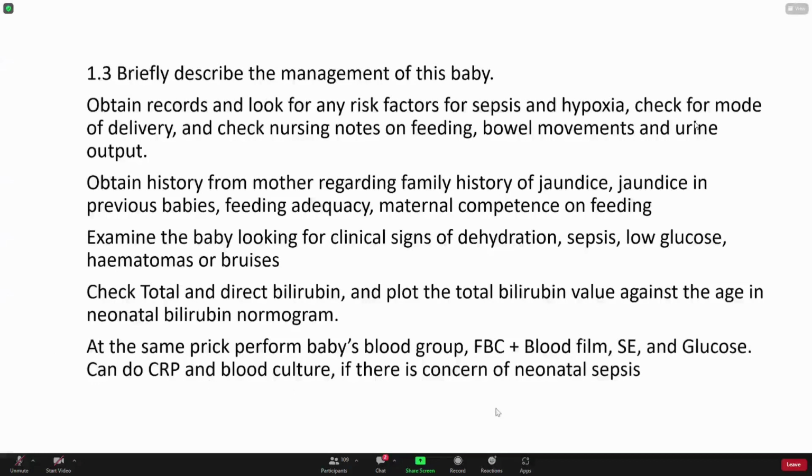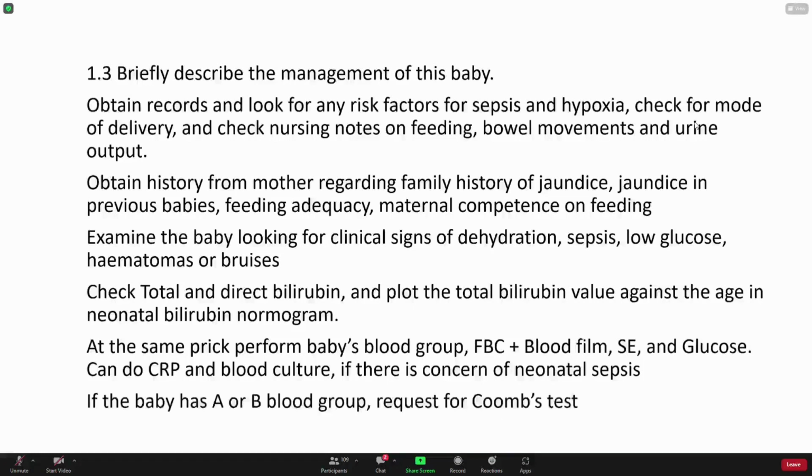And I got another one, right? Sorry. If the baby has A or B blood group, request Coombs test, right? Request Coombs test.